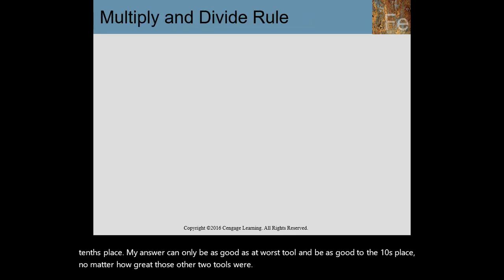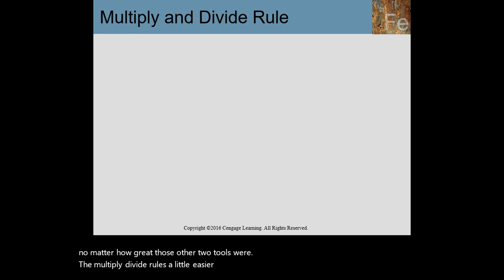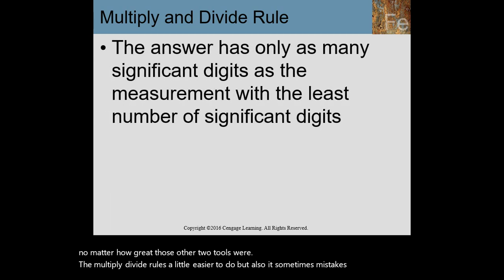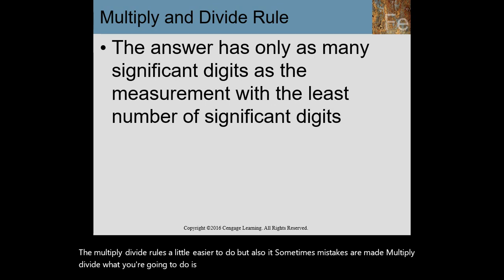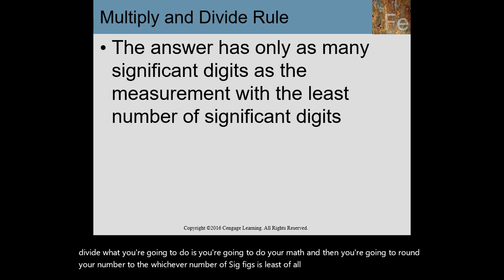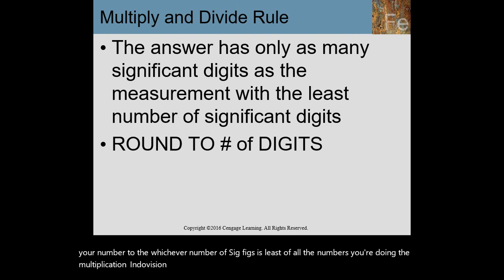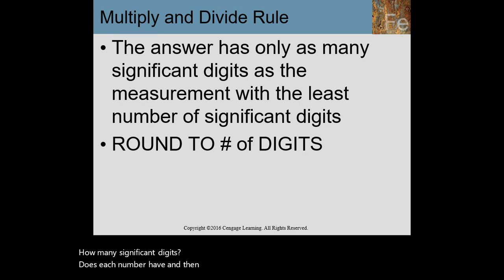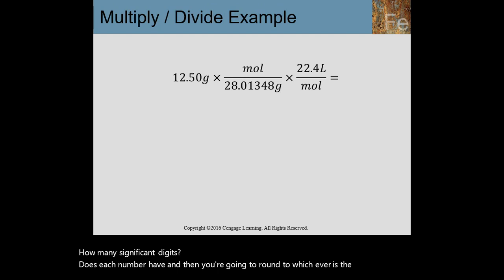Now, the multiply divide rule is a little easier to do, but sometimes mistakes are made. For multiply divide, you're going to do your math, and then you're going to round your number to whichever number of sig figs is least of all the numbers you're doing the multiplication and division on. So how many significant digits does each number have? Then you round to whichever is the smallest number of significant digits.